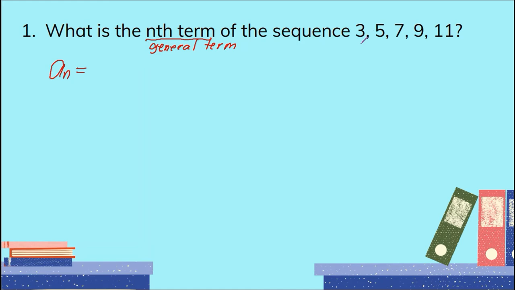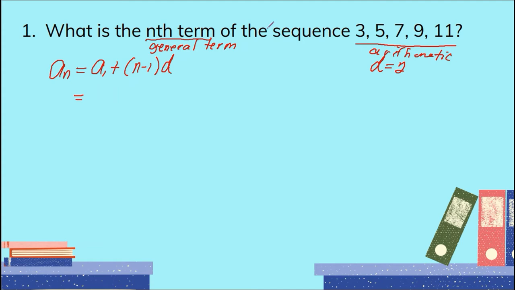So first, you have to identify whether 3, 5, 7, 9, 11 is an arithmetic or geometric or Fibonacci or harmonic. So 3, 5, 7, 9, 11 is arithmetic, diba? So dahil arithmetic siya, dapat may common difference siya at ang common difference ay positive 2. So 3 plus 2 is 5, plus 2 is 7, and so on. So since arithmetic siya, gagamitan natin siya ng formula ng arithmetic, which is a sub n is equal to a sub 1 plus n minus 1 times the common difference.